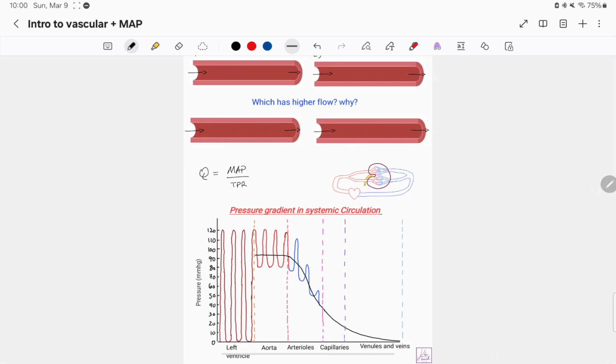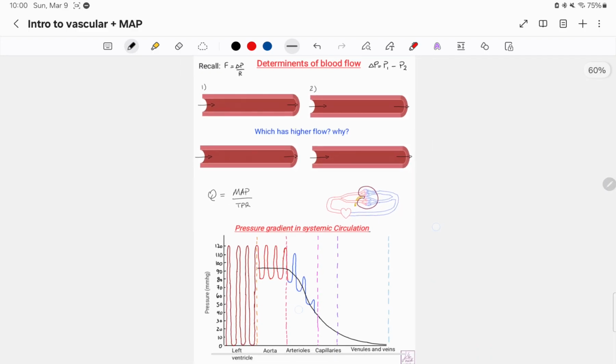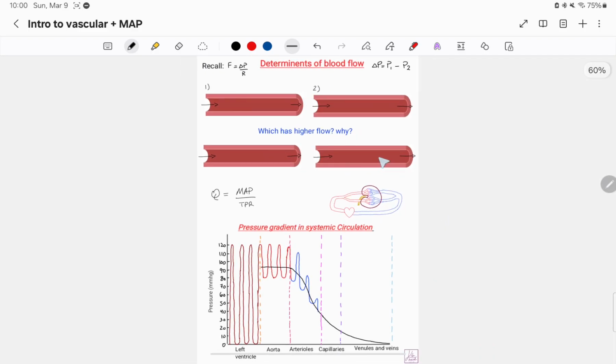type of the vessels. Now let's go to the next page real quick, and let's talk about, okay, what determines blood flow, okay? So now we know what kind of vessels we have, okay? And I talked a little bit about flow and pressure, but now let's get a solid understanding. What actually determines blood flow inside of the vessel, okay?